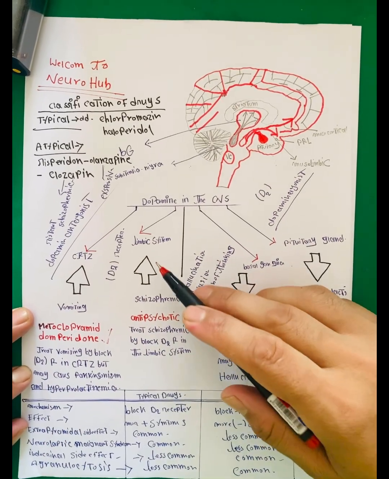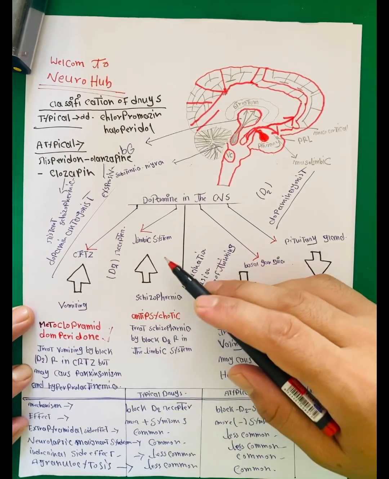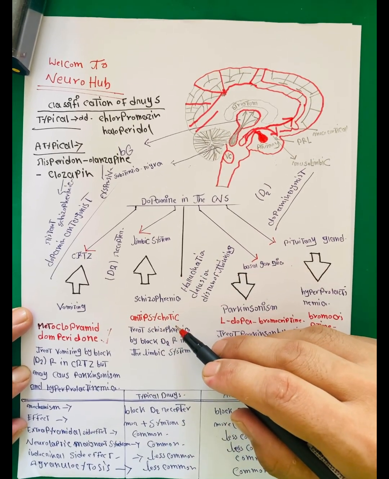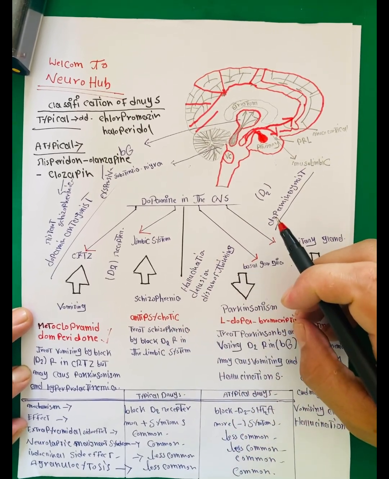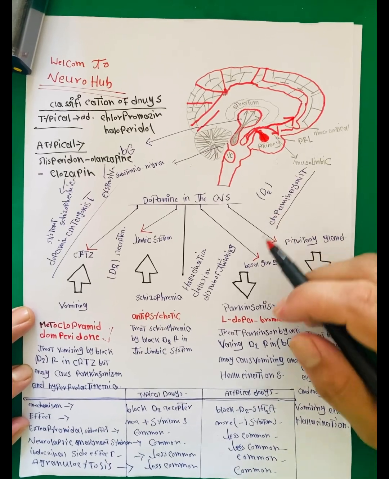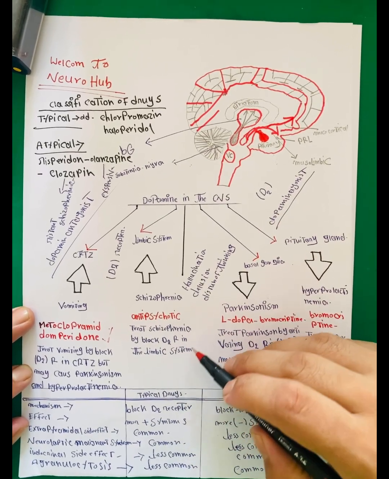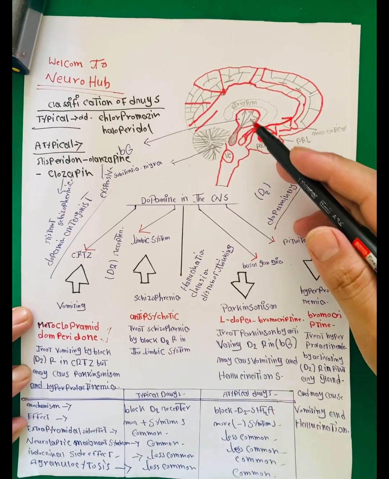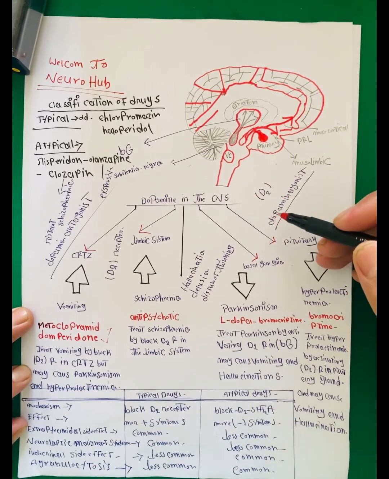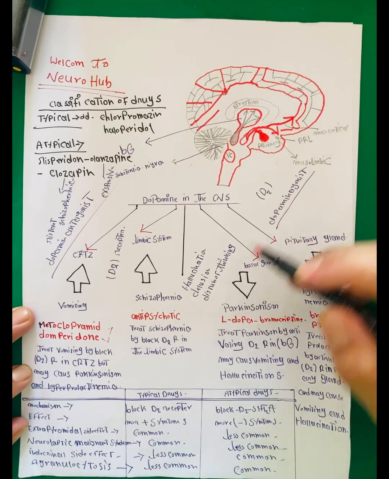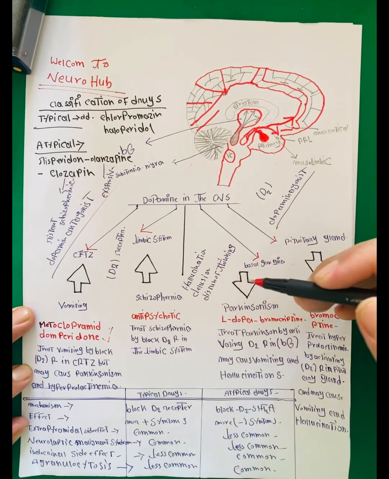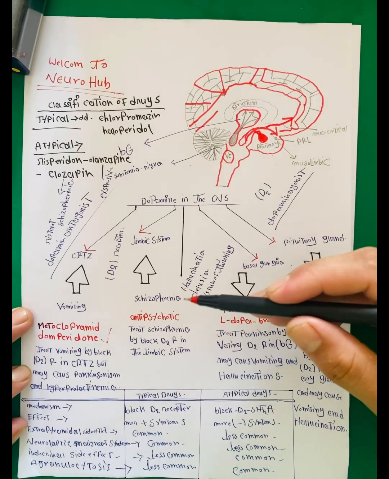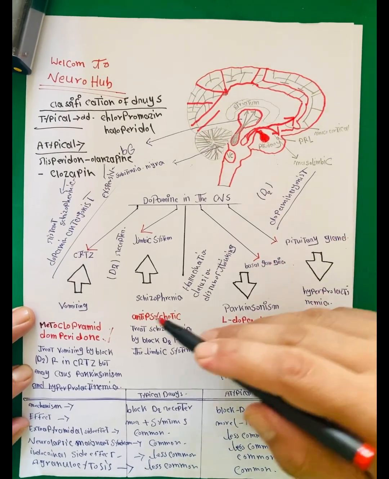Coming to schizophrenia, it's located in the limbic system. When dopamine is increased, it causes psychotic symptoms like hallucinations, delusions, and disturbed thinking. So we treat schizophrenia by blocking the D2 receptor in the limbic system. But also when you treat schizophrenia, it may cause vomiting.